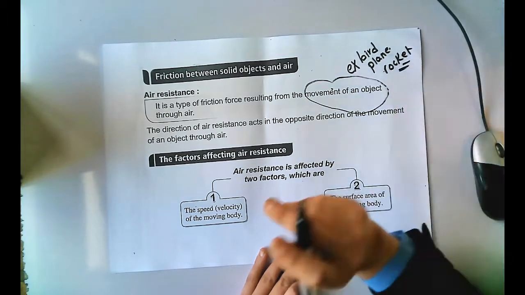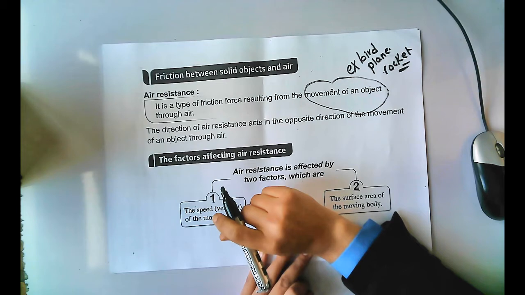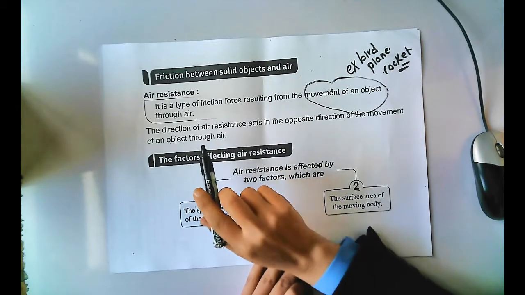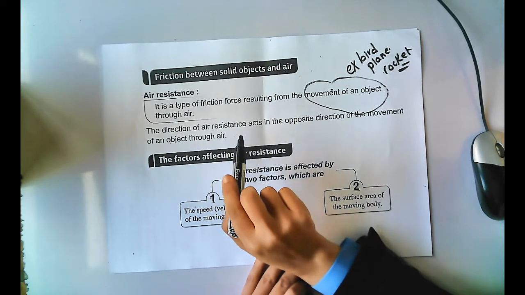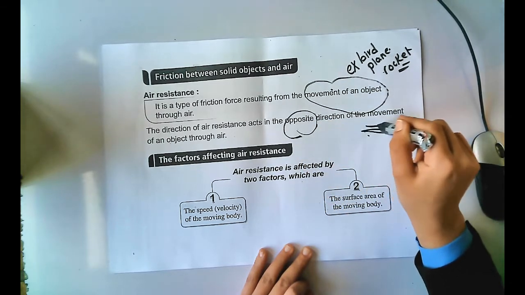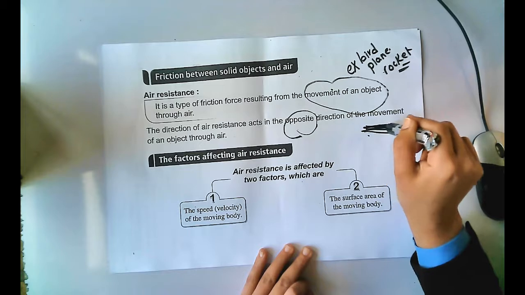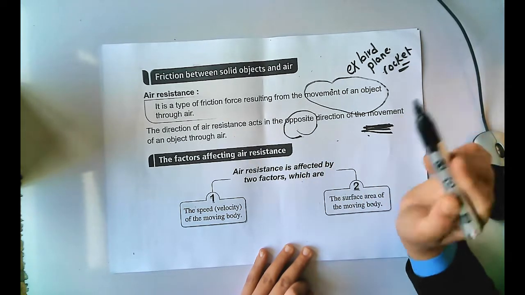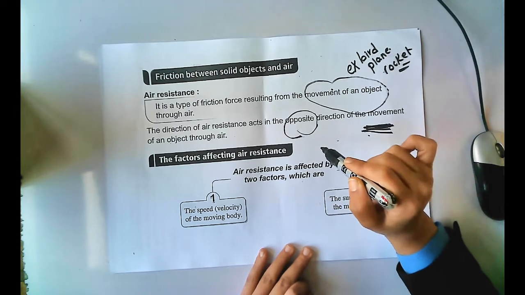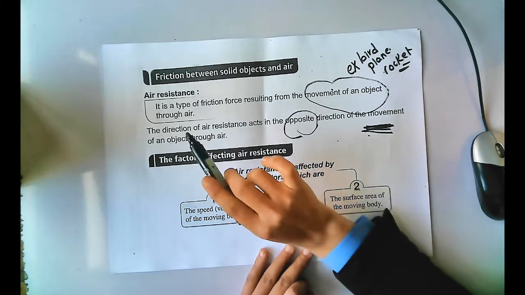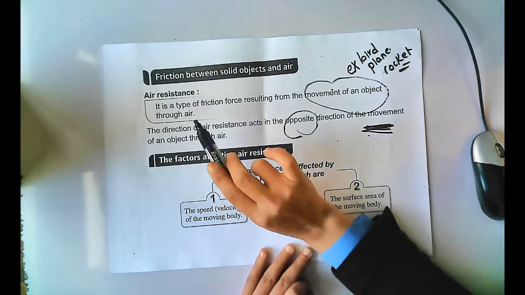Those are the body which is trying to move through the air. The direction of the air resistance acts in the opposite direction to the movement. It's the same as what we said before for friction. We said the friction is in the opposite direction to the movement. The air resistance is also in the opposite direction to the movement. Why? Because air resistance is a type of friction.